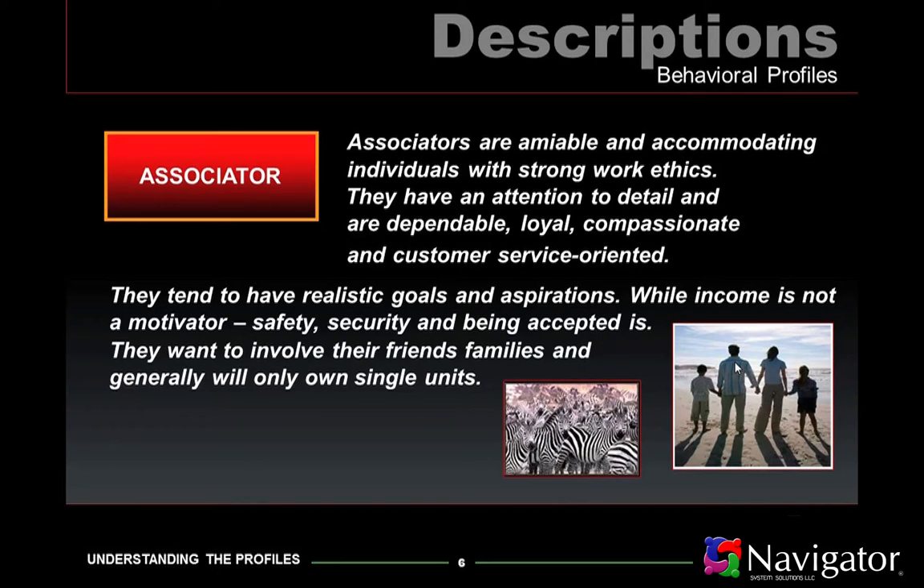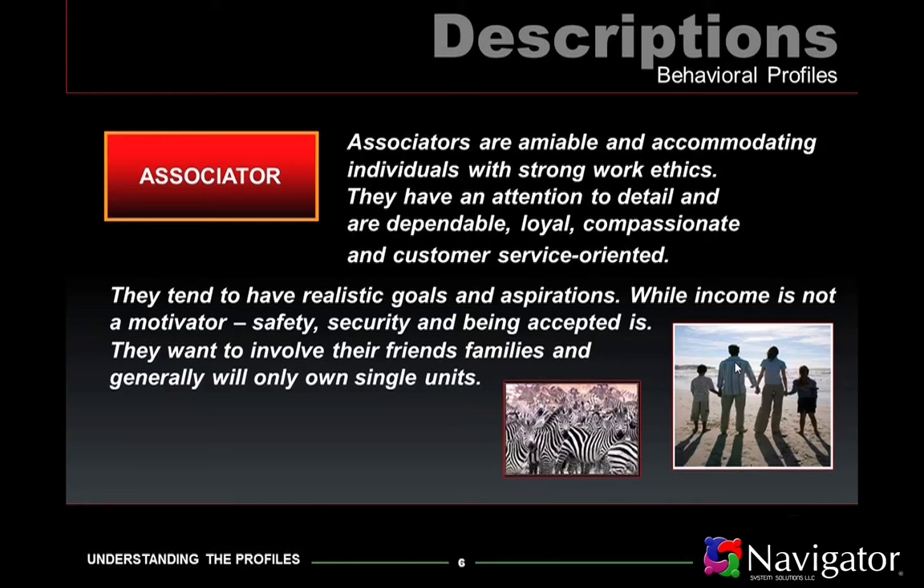You cannot go to the associator and say, listen, this is a business that's going to drive your income, or it's going to drive your prestige. It's not a motivator. Safety, security, and being accepted is. They want to involve their friends and families. And in business, they're limited to a very small ma and pa kind of business.